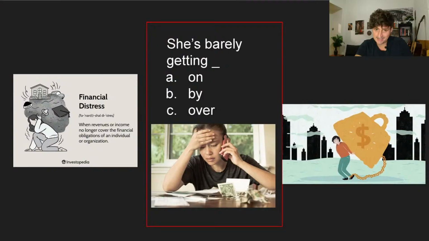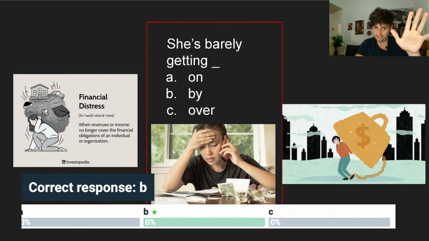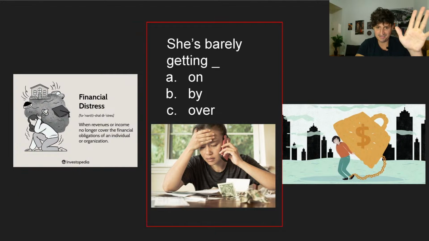Last one, guys. She's barely getting on. She's barely getting by. She's barely getting over. What does this mean? It means that she has enough money to survive, but barely enough. Oh. All right, so let's see. Let's do this one again. So A, B, or C.